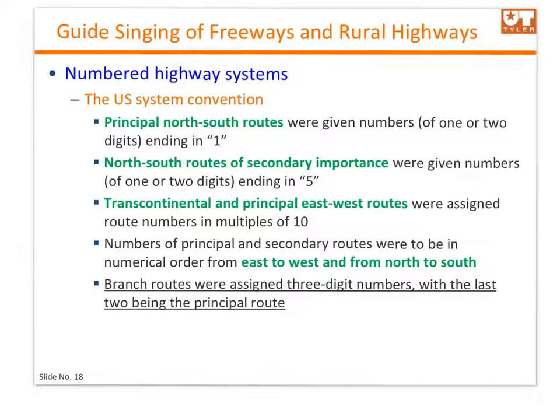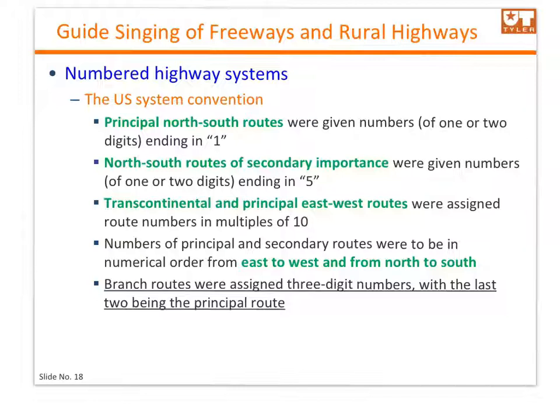The U.S. System convention that we typically use: first, if we have principal north-south routes, those are given numbers of 1 or 2 digits, and they have to end with a 1. When it comes to north-south routes of secondary importance, they are given numbers of 1 or 2 digits ending in 5. For transcontinental or principal east-west routes, they were assigned route numbers in multiples of 10s.